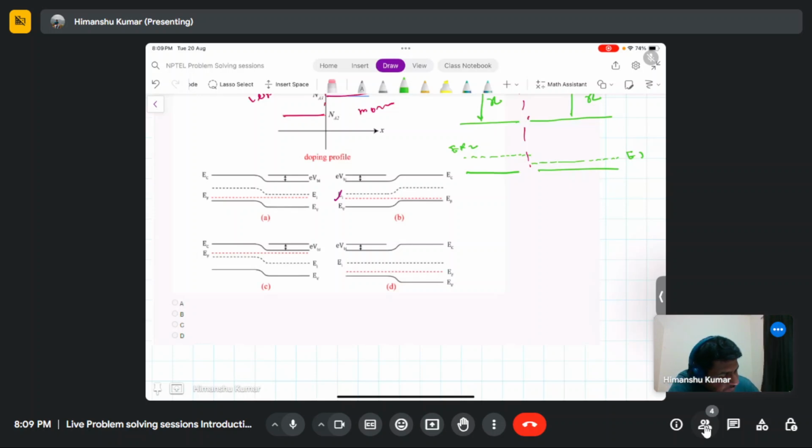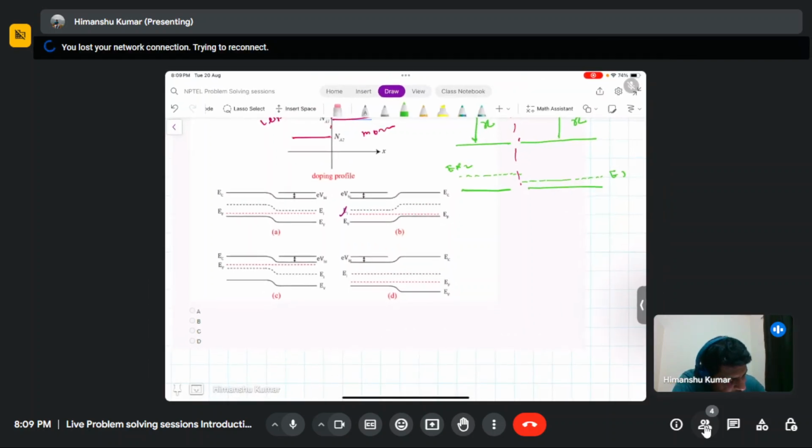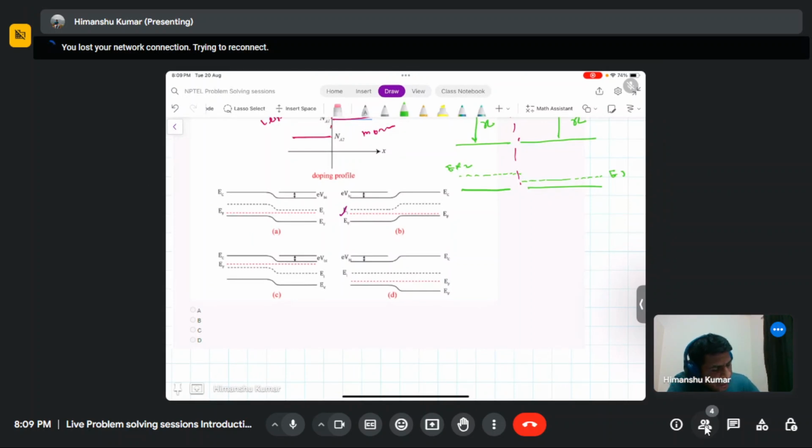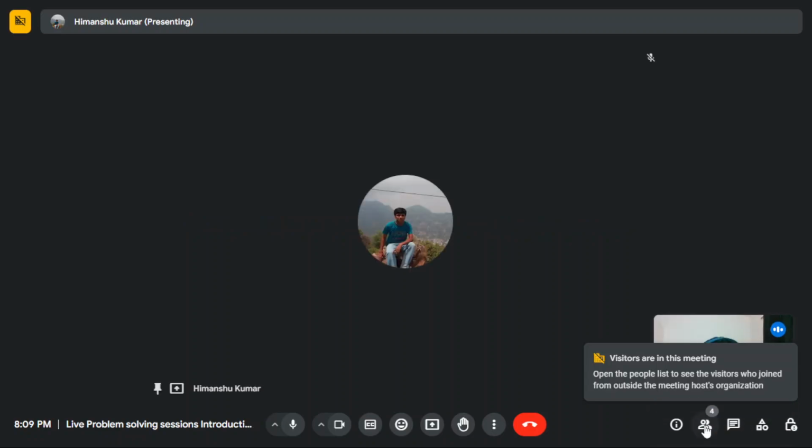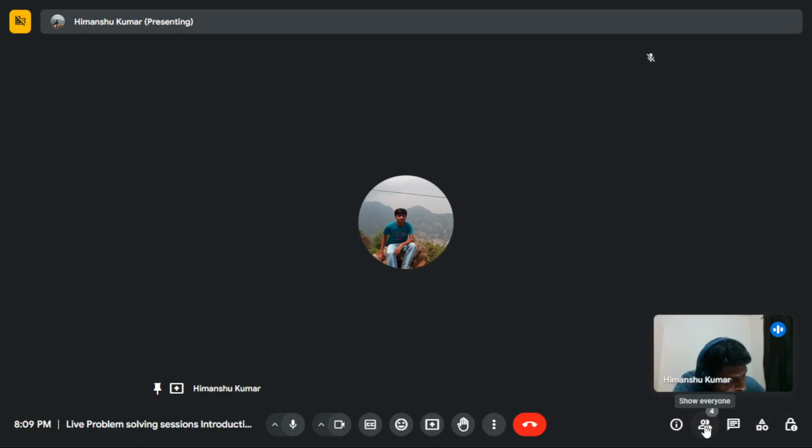And this is the junction. Then this side the band will go down, and this side the band will be like this, and then you can join it like this, so it will be like this. So this will be... no, this is wrong.